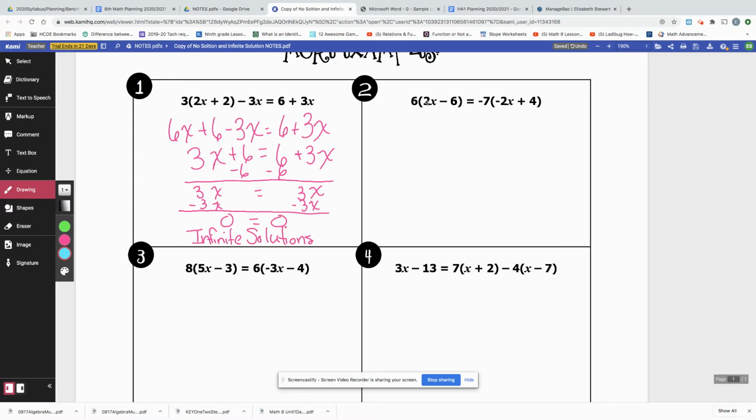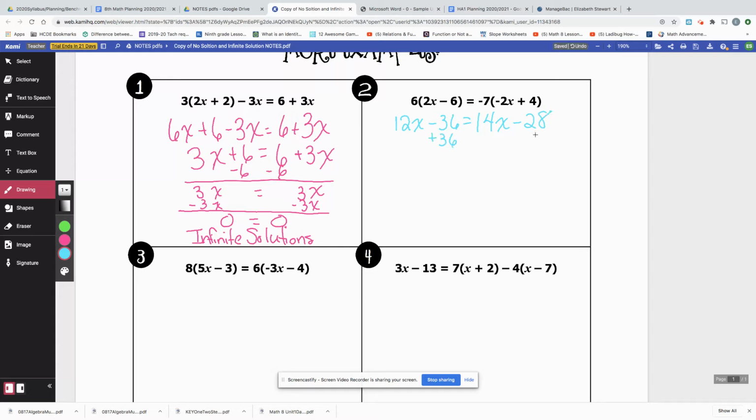Number 2, and you're welcome anytime to pause the video, work the problem out yourself, and then go check to see if you get the same answer that I did. In this case, we're looking to see if it has no solution or infinite solutions, or it could have one solution. So after we distribute here, we have 12x minus 36 equals positive 14x minus 28.